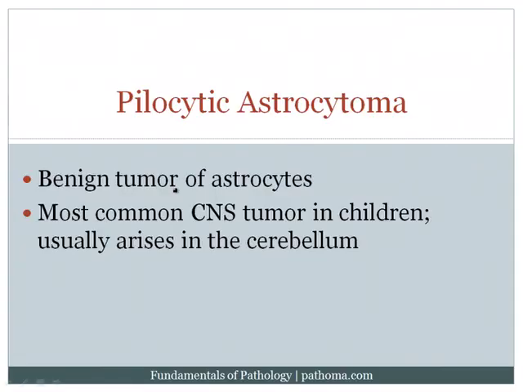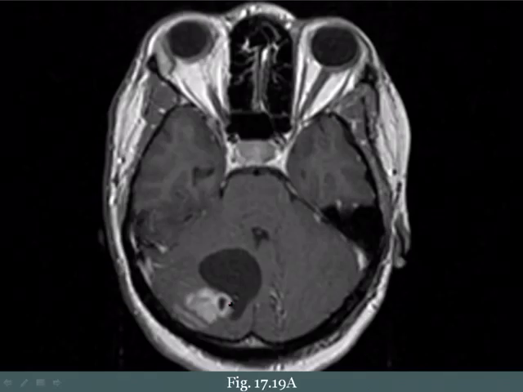Moving on to tumors that most often arise in children, a pilocytic astrocytoma is a benign tumor of astrocytes. It's the most common CNS tumor in children, and it usually arises in the cerebellum. But of course we know that because most tumors in children are going to be beneath the tentorium. The classic imaging for a pilocytic astrocytoma is a cystic lesion with a mural nodule, or a nodule growing on its wall. And so this here is the classic imaging.